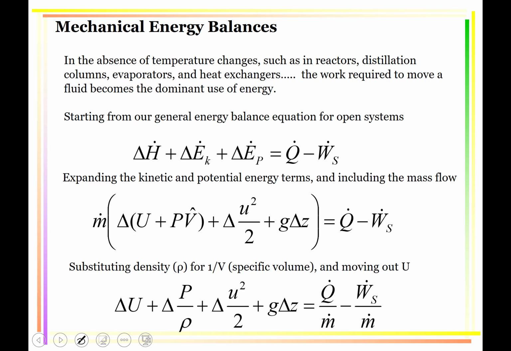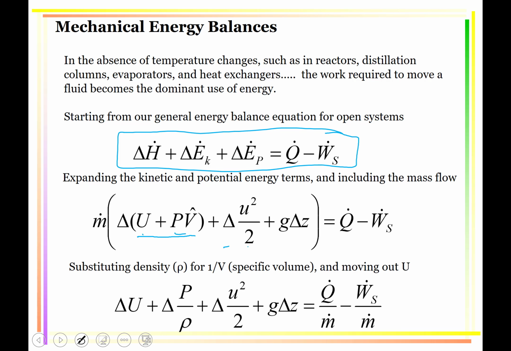So let's now look at mechanical energy balances, and we'll start by doing a little derivation. We're going to try to derive the Bernoulli equation, which you probably also derived or will derive in Chemie 190. We start from our general energy balance equation, and we're just going to regroup a little bit. We're going to call enthalpy U plus PV hat, which is the definition of enthalpy. H is defined as internal energy plus flow work.